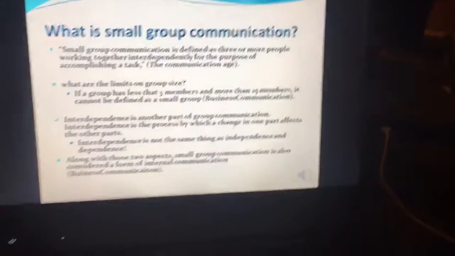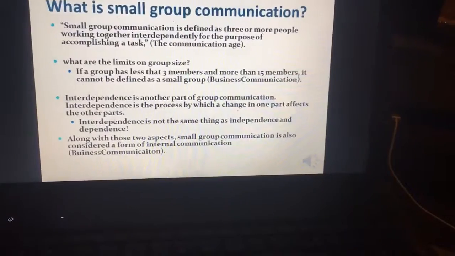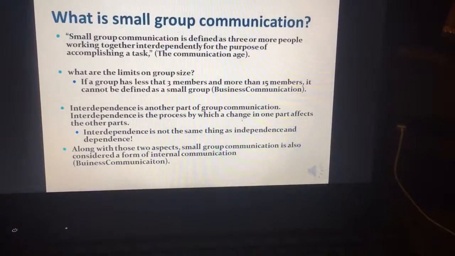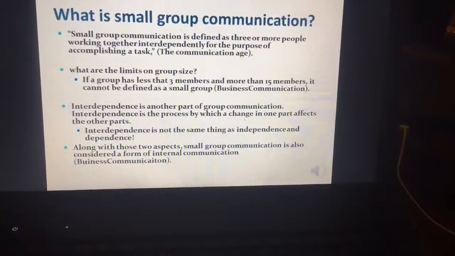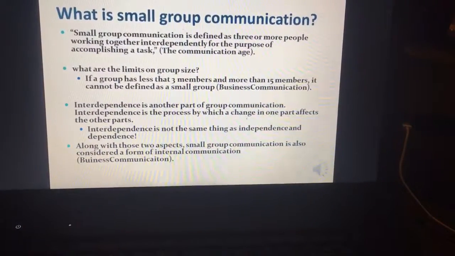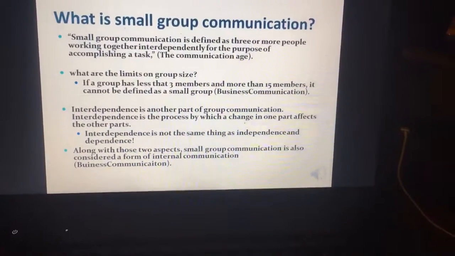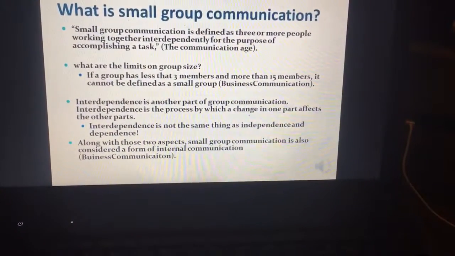What's small group communication? Small group communication is defined as 3 or more people working together interdependently for the purpose of accomplishing a task. What are the limits on group size to be a small group? If a group has less than 3 members and more than 15, it cannot be defined as a small group.